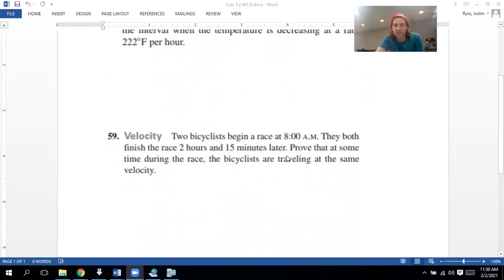And 59 is very similar to this. Okay, so two bicycles begin a race at 8 a.m. They both finish the race 2 hours and 50 minutes later. Prove that at some time during the race, the bicyclists are traveling at the same velocity.